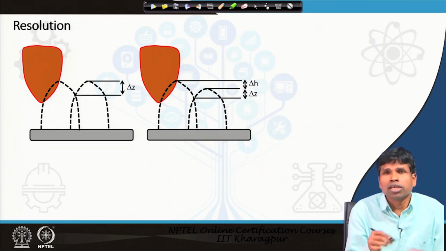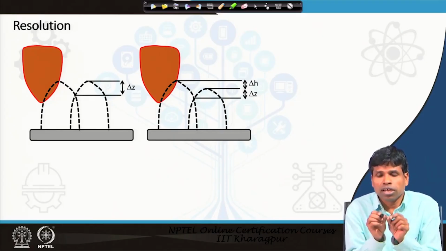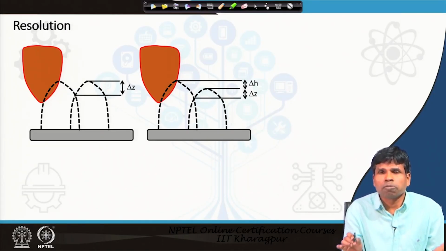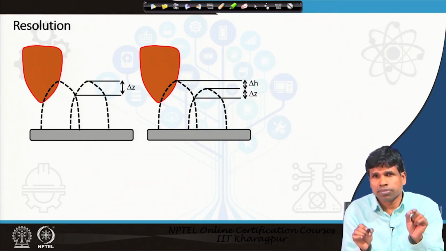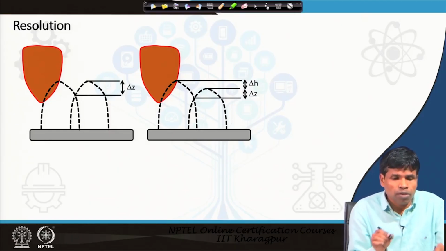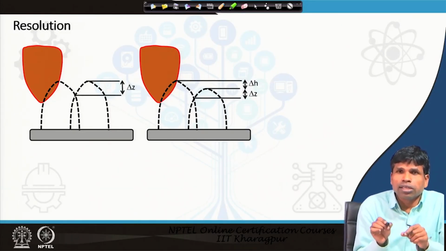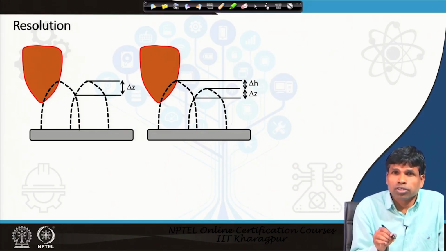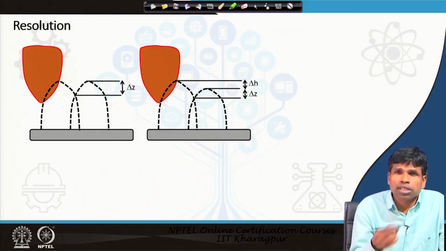Now in AFM, unlike other kinds of microscopy where we try for a smaller beam size and less diffraction, diffraction does not play an important role. Here one important factor is the tip size. Smaller the tip size, smaller force we can apply, and we can measure down to the atomic scale. But in addition to that, another factor that plays an important role is the vertical resolution. Vertical resolution substantially impacts the lateral resolution.